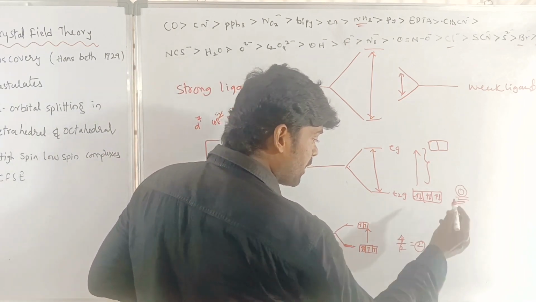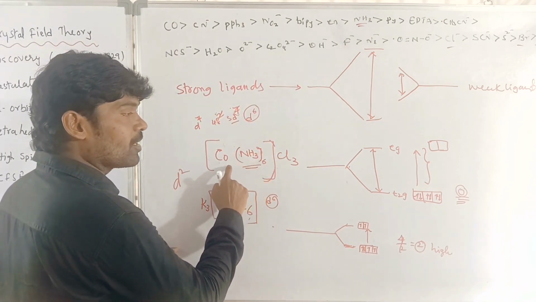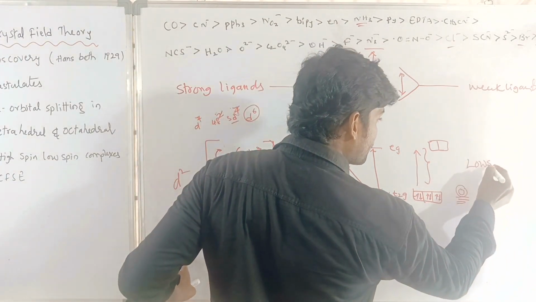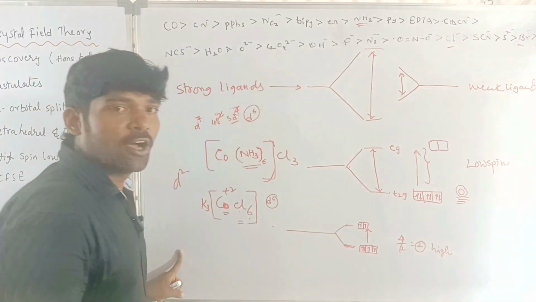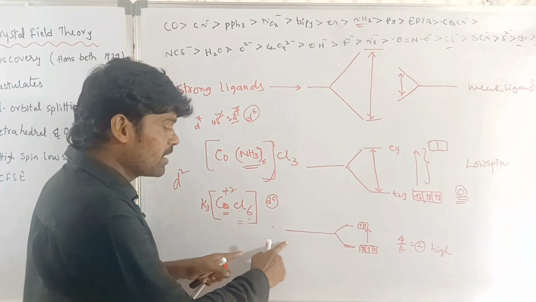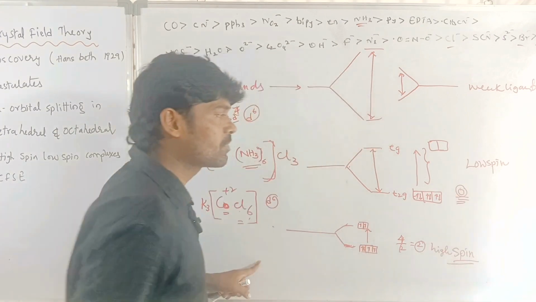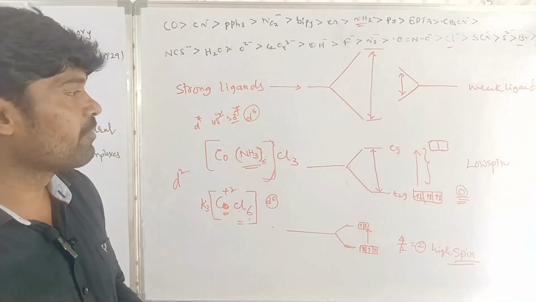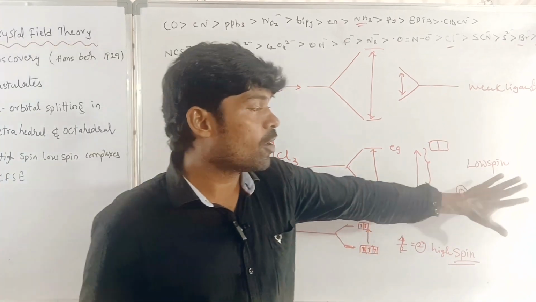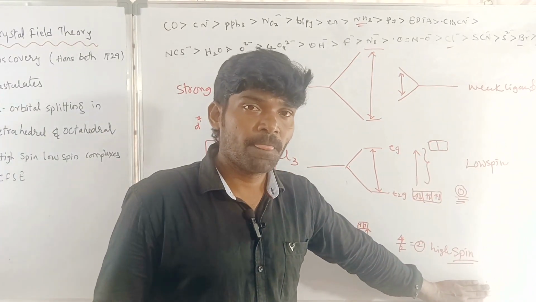So simply, when strong field ligands approach the central metal atom, the complex will form a low spin complex. When weak ligands approach the central metal atom, then the complex will be a high spin complex. I hope this is very, very clear to you. So when strong ligands approach the central metal atom, low spin complexes will form. When weak ligands approach, high spin will be formed.